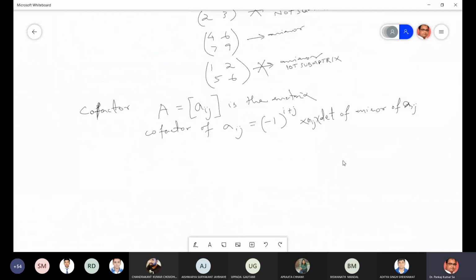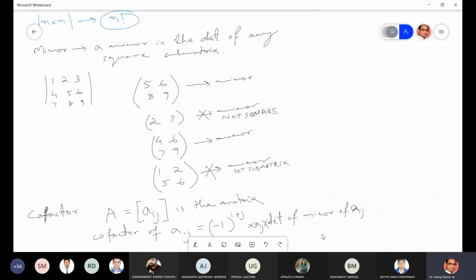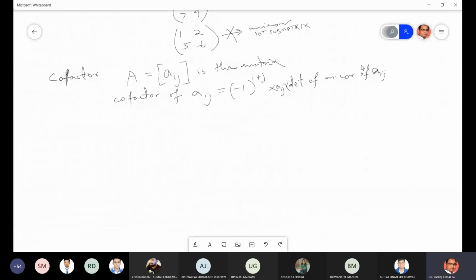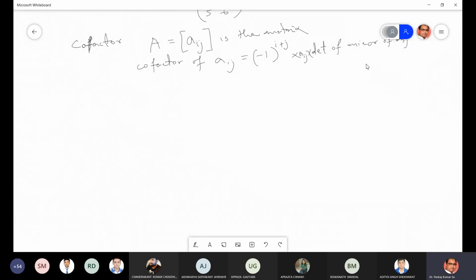In fact, we haven't seen LU decomposition and all those things. I haven't told you. That is quite common. You can very well read that portion. But I'll take one of the classes to just quickly recap the way this determinant is being done. So that will also be quickly recapped.